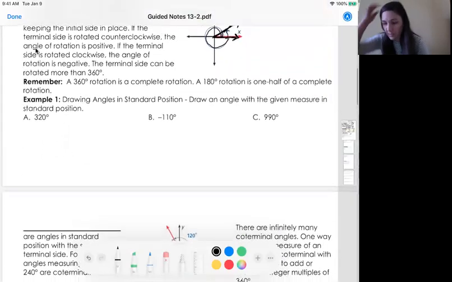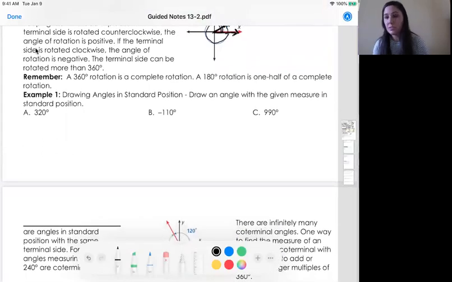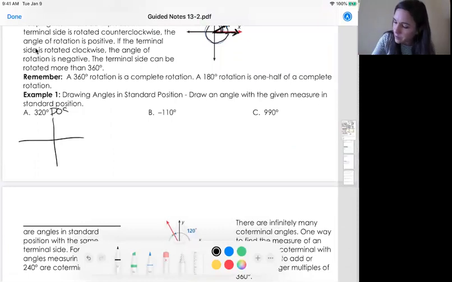All right, so we've got an example here. We need to draw some angles in standard position. So first thing I always do, draw out my axes. All right, now I look at my angle. So it's 320 degrees, and there is no negative sign, so it's positive. Since it's positive, I know my angle is going to be going counterclockwise.